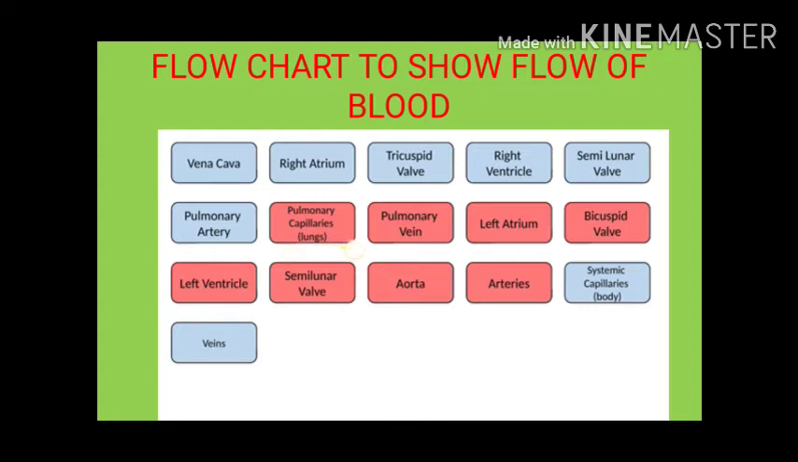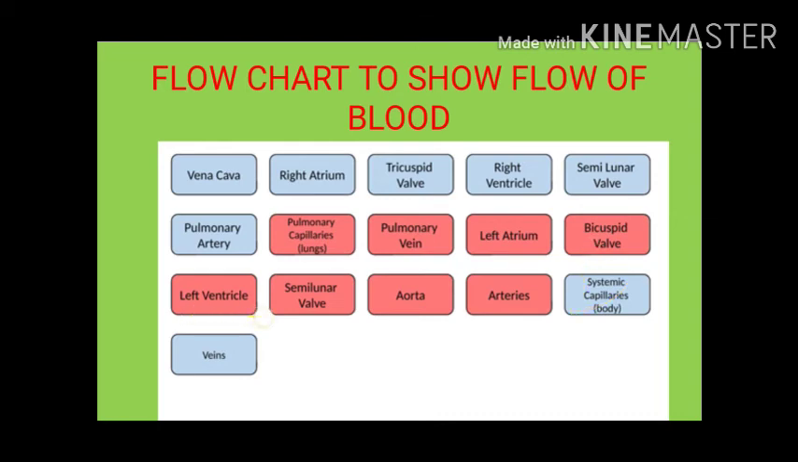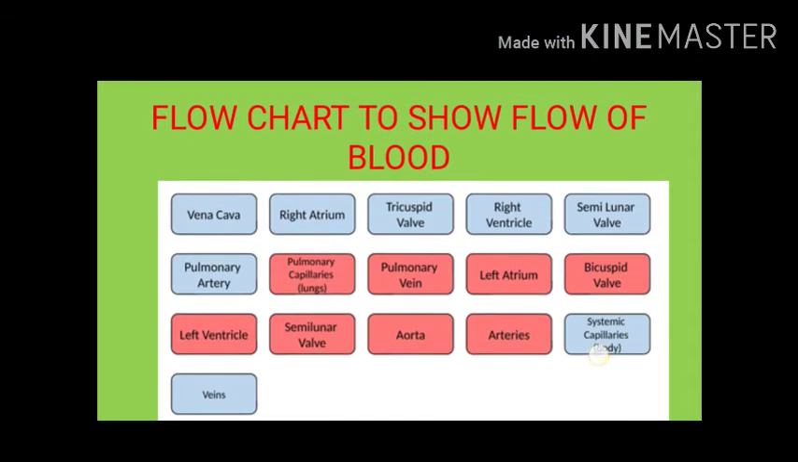From lungs, impure blood is getting converted into pure blood, and pulmonary vein takes the blood back to the left atrium. From left atrium through the bicuspid valve, blood moves to the left ventricle, and from left ventricle passing through the semilunar valve, blood enters aorta. Aorta is the artery which is going to take blood to all other parts of the body.